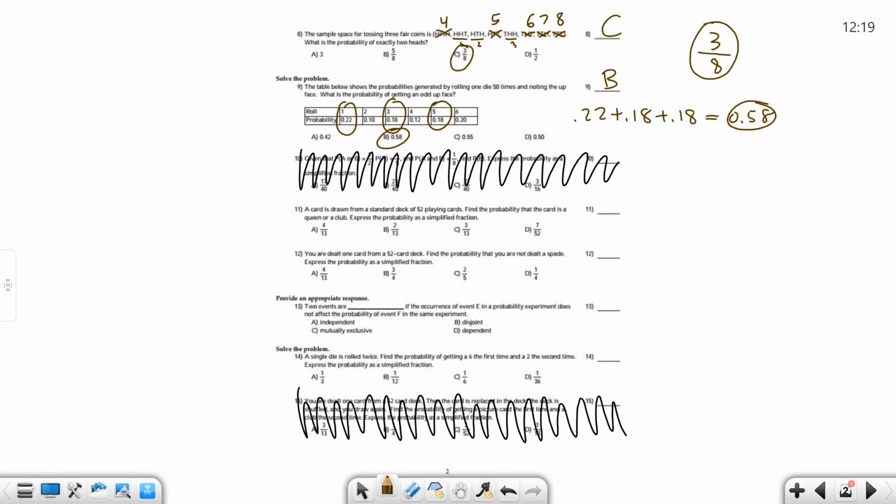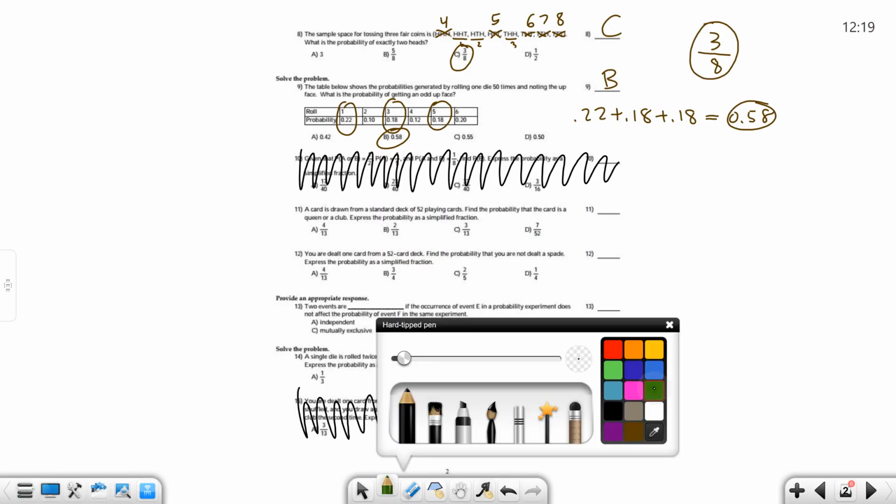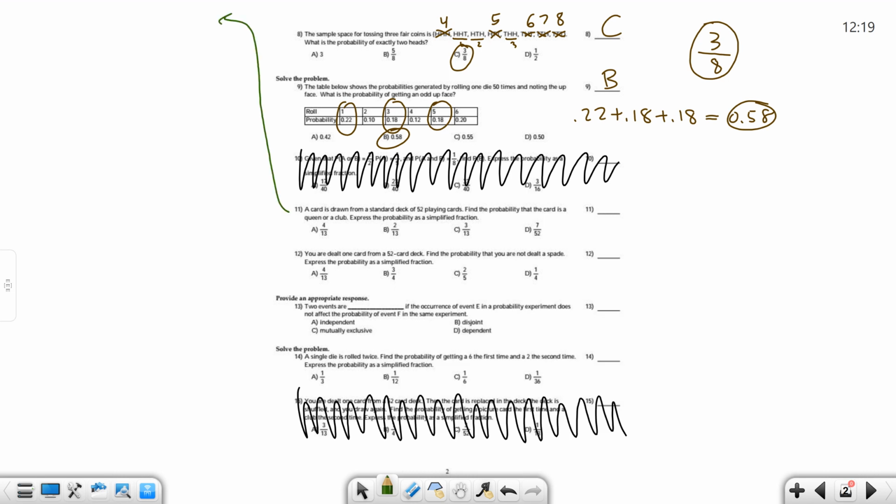So for number 11, we're going to say that the probability of a queen or a club is going to be the probability of a queen plus the probability of a club minus the probability that it's a queen and a club. We said that was 1 out of 52 cards for a queen and a club, right? 1 out of 52.